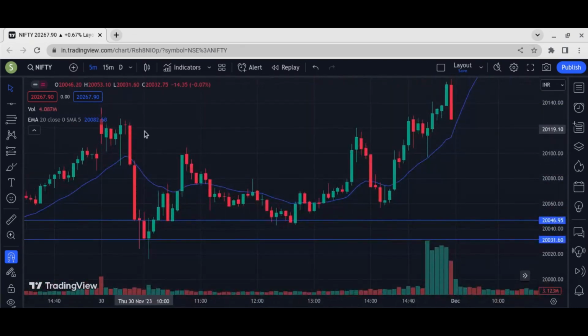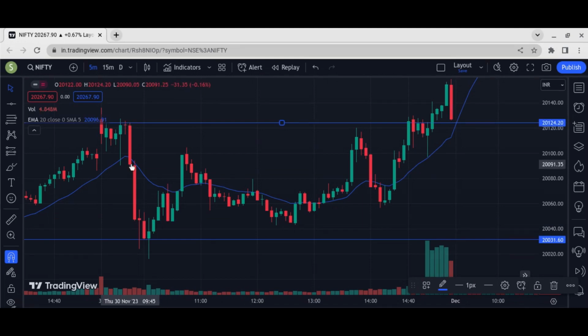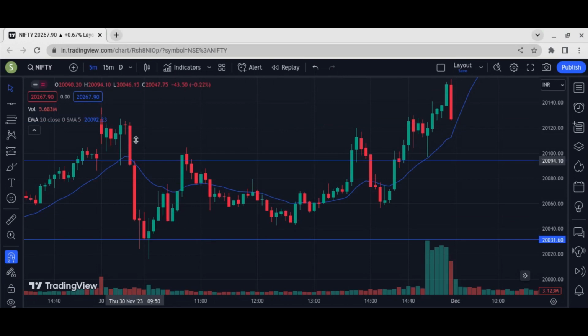Let's move on to the 30th. On the 30th, there is a first crossover here. One can go short at this point. Our stop loss is here. Let me mark it. Our initial stop loss is here. The moment another candle closes below, we have to trail our stop loss. Now here another candle closed below, so we are trailing our stop loss.